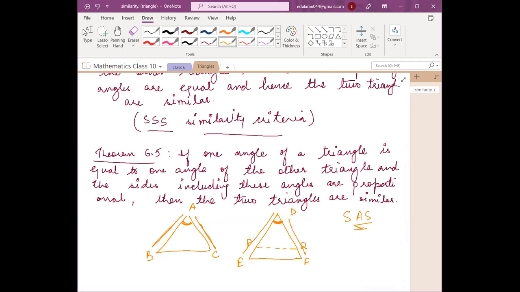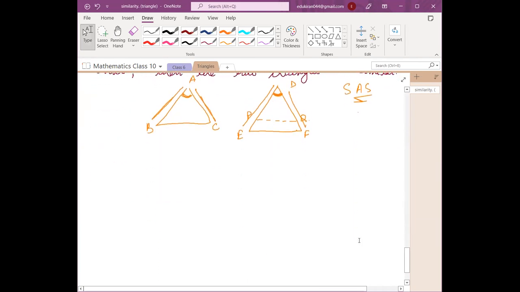Let's do exercise 6.3 now. And please go through the examples also, in case you don't understand any of the examples, then we can do them. Otherwise, I'm leaving that for you. Now 6.3, please see in your book: state which pair of triangles are similar. Write the similarity criterion and also write the pairs of similar triangles in symbolic form.